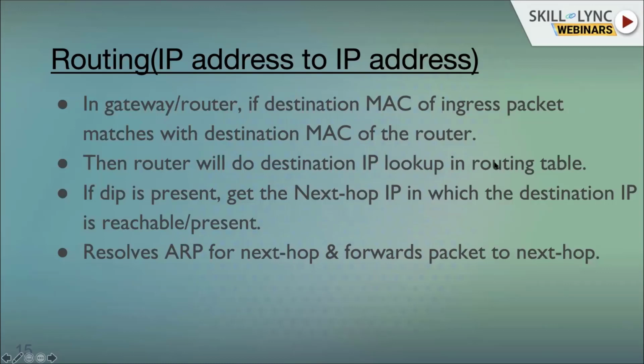We need to find out from the routing table which network we need to send to. Once we identify the network, we need to send the packet to the device which is present in that network. That we call as a next hop device. So if the destination IP is present, get the next hop IP through which the destination IP is reachable. Once we find it in the routing table through IP lookup, we find out which network I need to send to. Once in that network, find out the next hop in that network. What is the IP of that next hop?